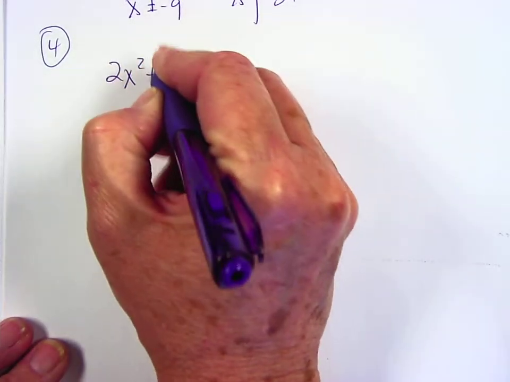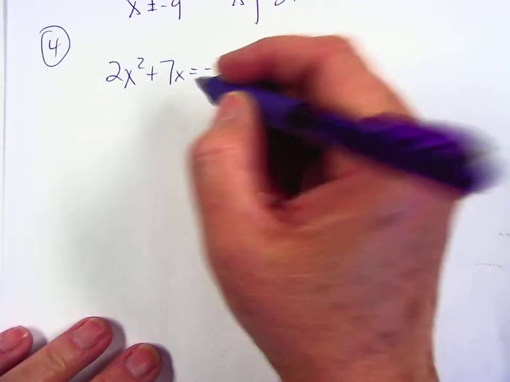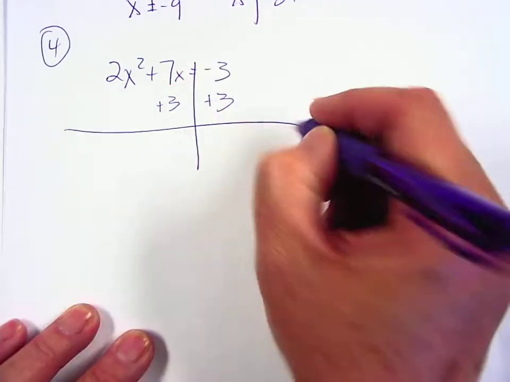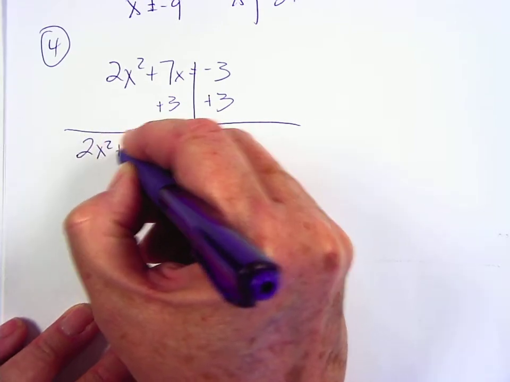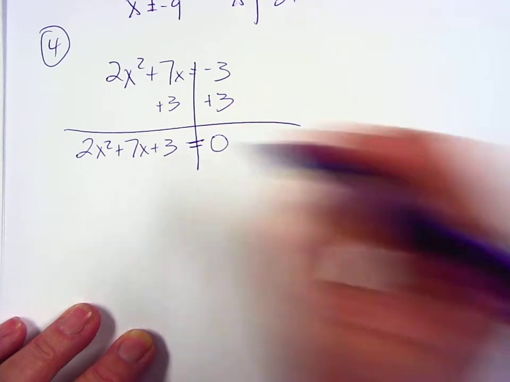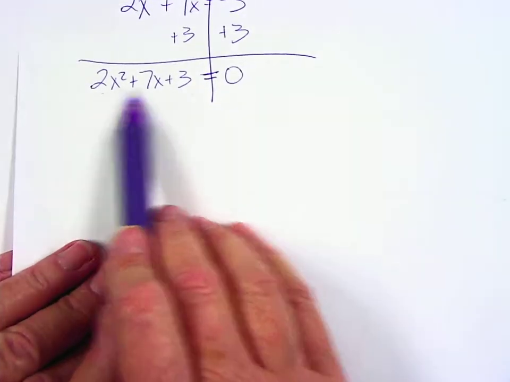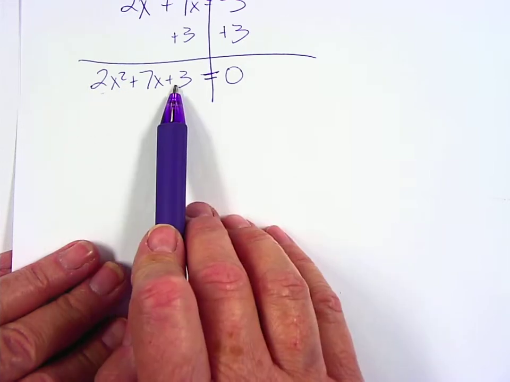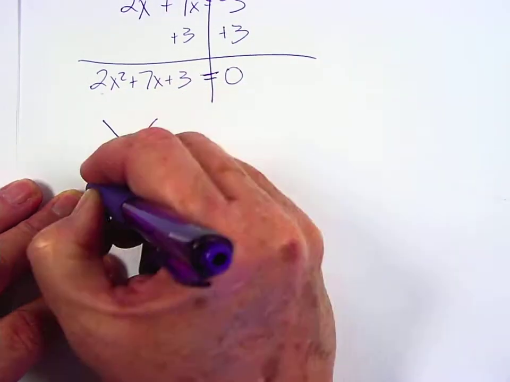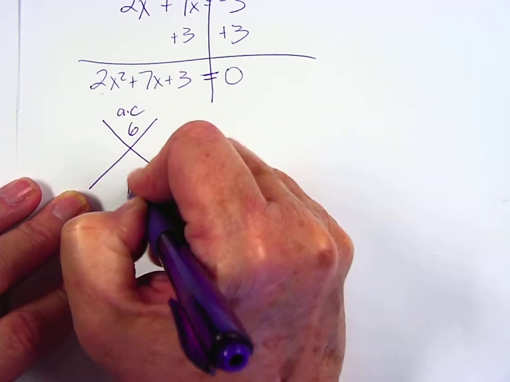2x squared plus 7x equals negative 3. Okay, it's not in standard form. I'm going to add 3 to both sides. 2x squared plus 7x plus 3 equals 0. It's in standard form, y 0. I'm going to factor it. There's no GCF. It's not a PST. It's not dots. The leading coefficient is 2. I'm going to use extra X-man. A times C is 6. B is 7.